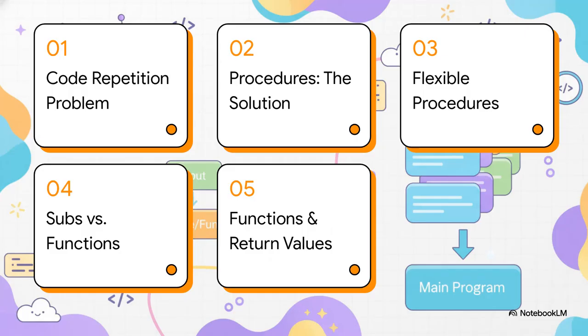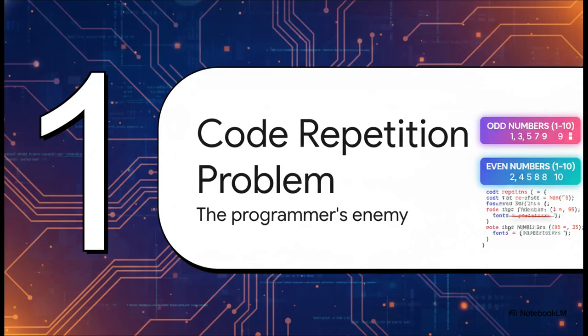All right, so here's how we're going to tackle this. First, we'll look at a really common and, let's be honest, super annoying problem in programming. Then, we'll find this awesome solution for it, this thing called a procedure. After that, we'll see how to make it flexible and wrap up by mastering the two main types you'll use all the time.